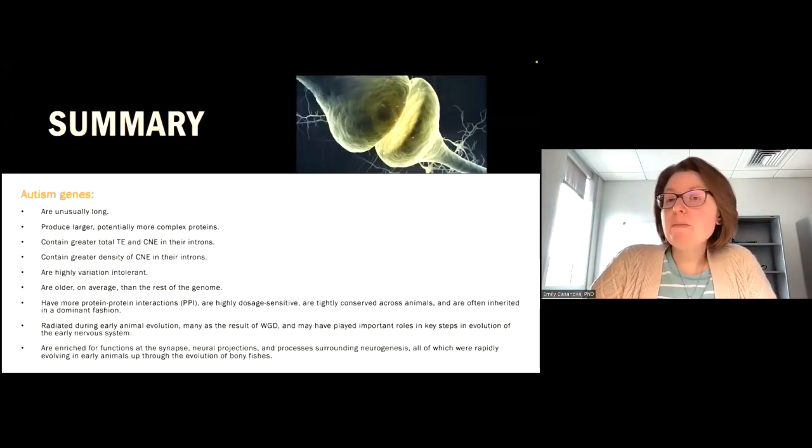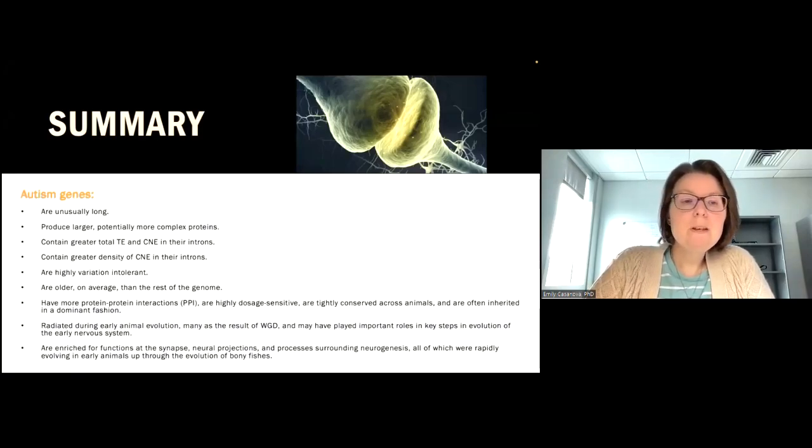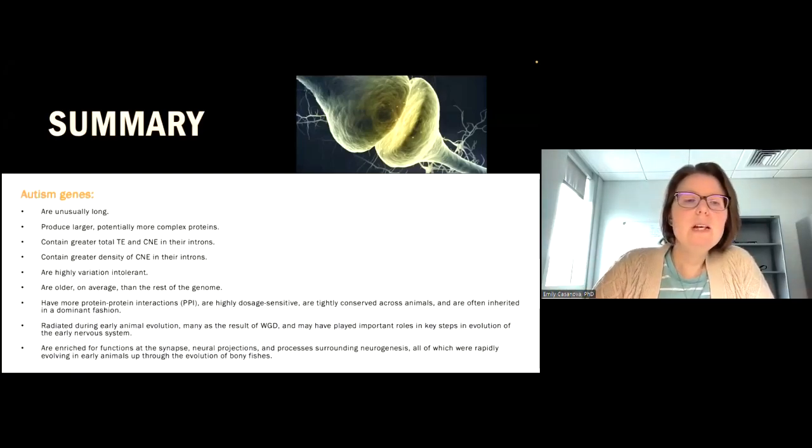So I just want to summarize all the things I've talked to you about today, because I know I've thrown a lot at you. Autism genes are unusually long. They tend to produce larger and potentially more complex proteins. They have more transposable elements and conserved noncoding elements in their introns, so probably a lot of regulatory sequences. They have a greater density of those conserved noncoding elements too.